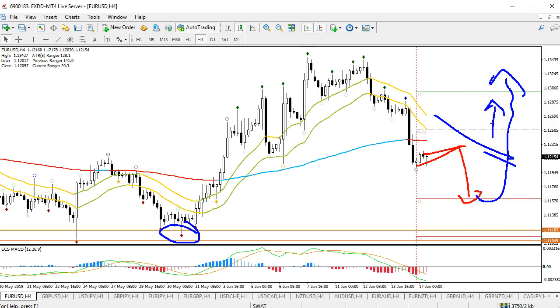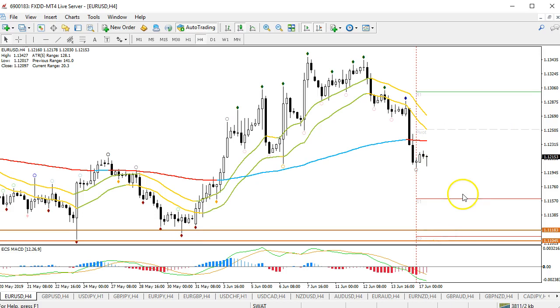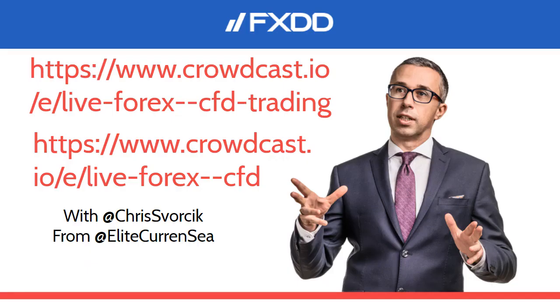So it is possible to see both setups that I'm looking for take place at different times, obviously, as long as price stays above 111. And main target is 115, but intermediate target is 114. All right, that's my view on the euro dollar.